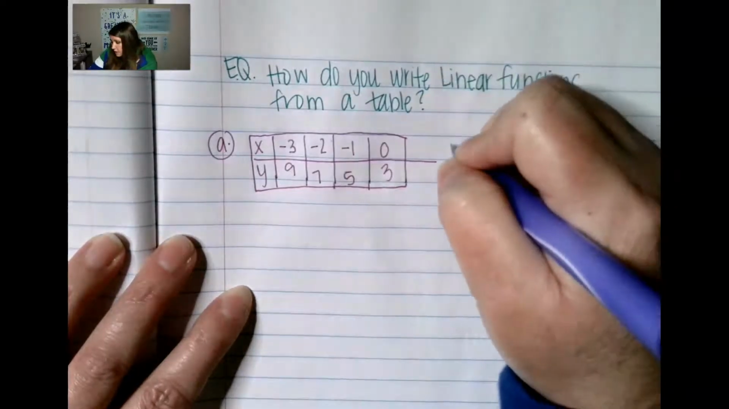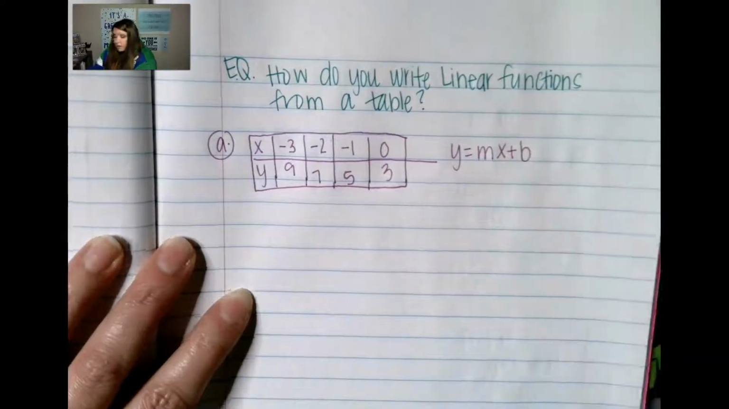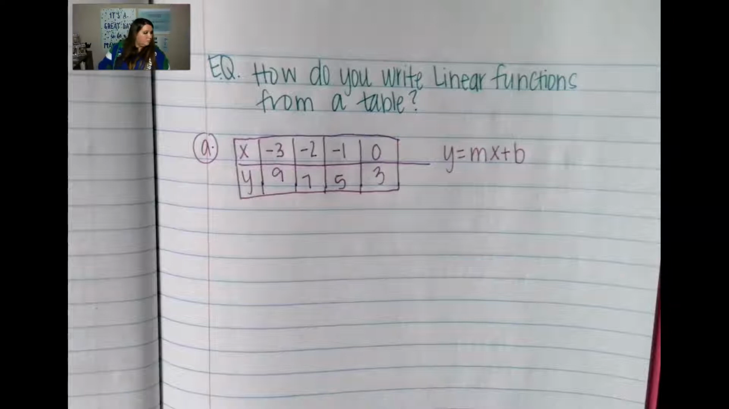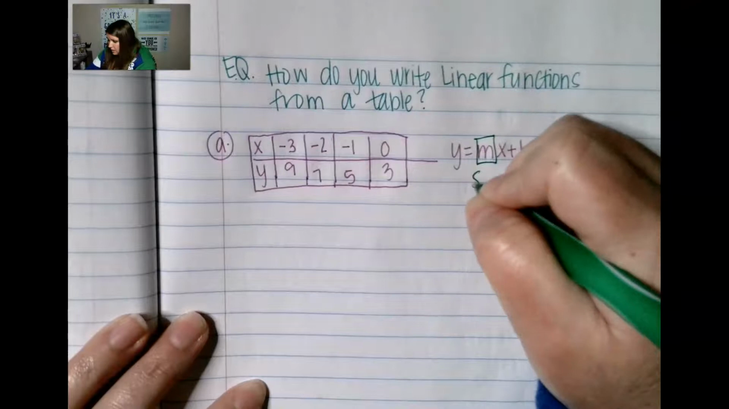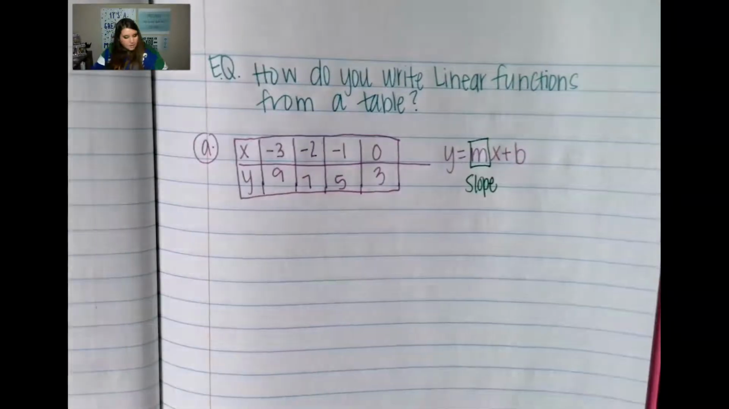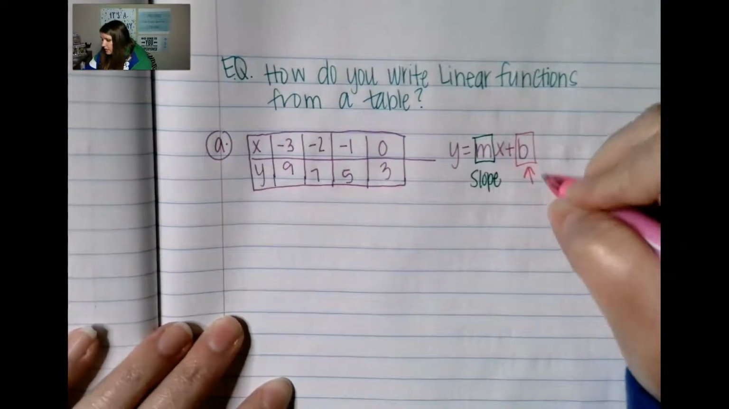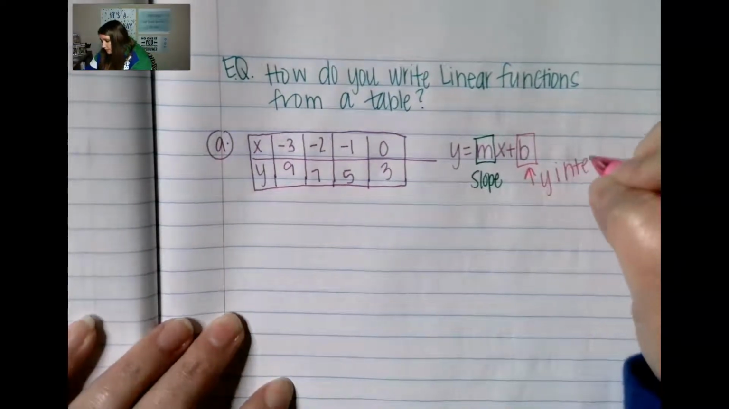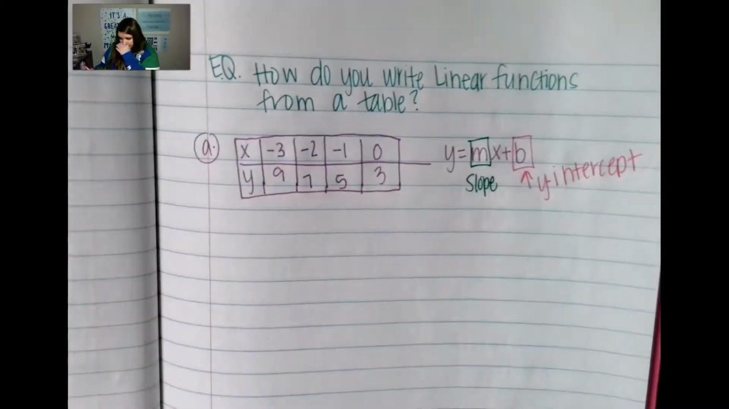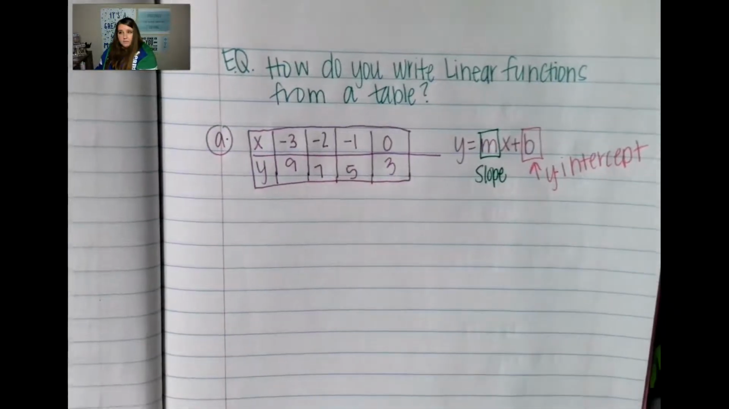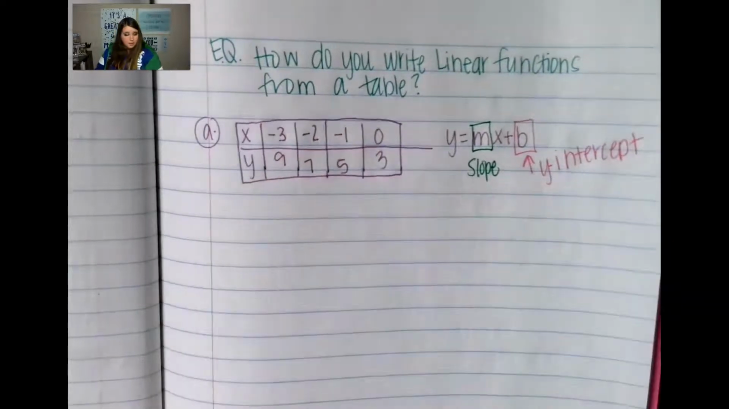And linear functions will be written as y equals mx plus b. We know the m is the slope, and we know the b is the y-intercept. So we're going to use the information from here to first find the slope.